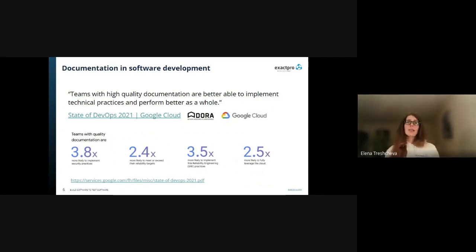The example here on the slide is taken from last year's DORA report on the state of DevOps. A more recent report shows a bit different trend, but I'll comment on this a little bit later. What's important here is that this data shows a high correlation between documentation quality and the development team's performance.